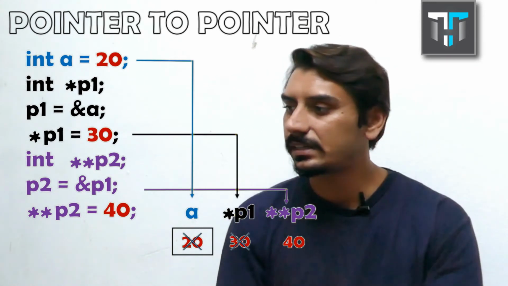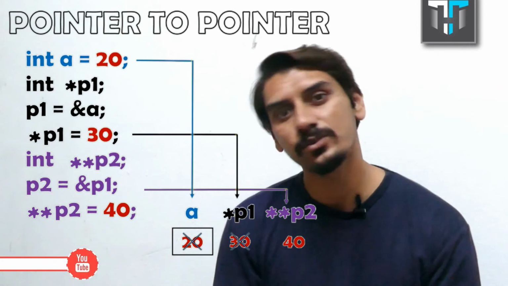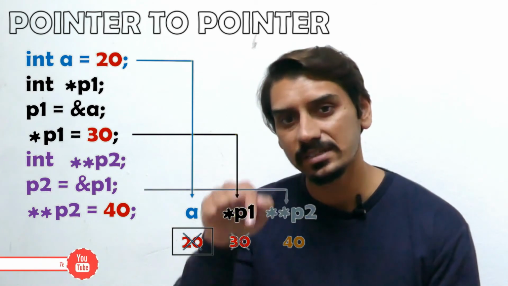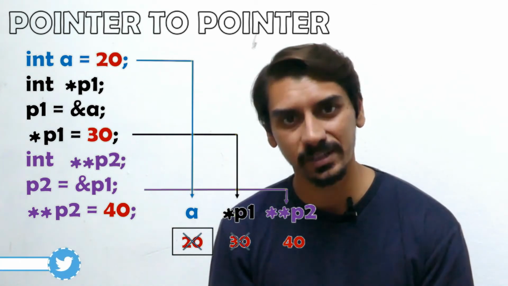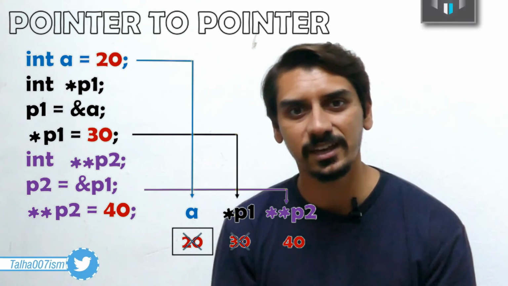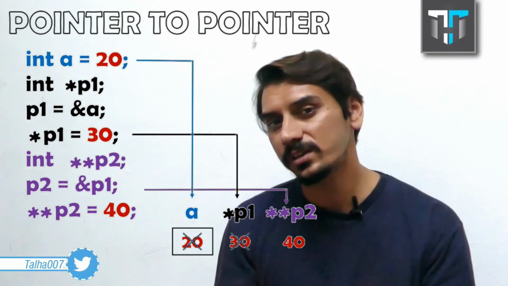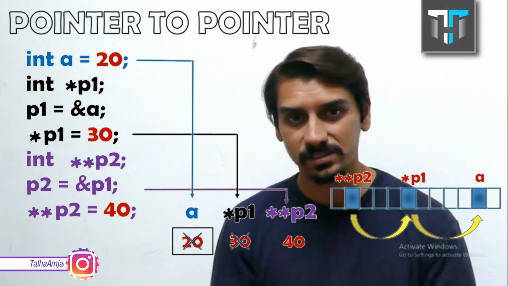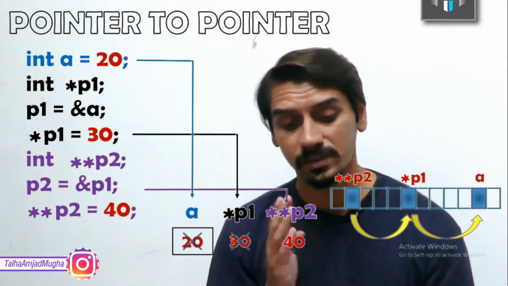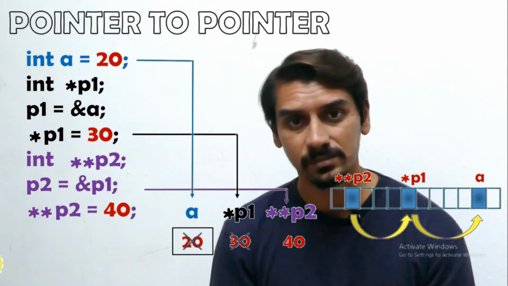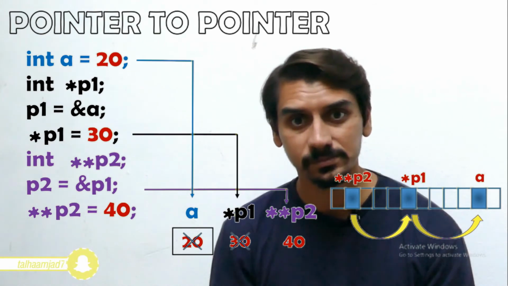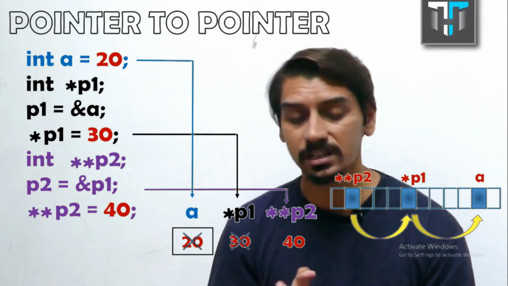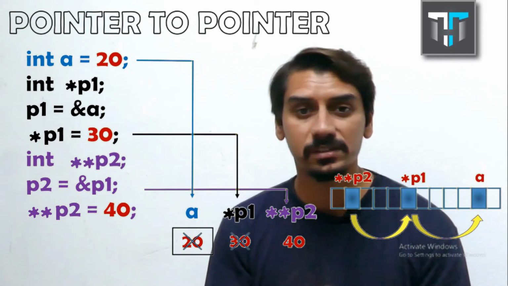So we can easily say that if we are using **p2 = 40, then it means we have updated the value once again, and it will be placed on the same location. So the updated value on that location is now 40. Actually, how it works is just like this memory structure; just visualize the memory structure in your mind. We can access the value of a with the help of a, or with the help of pointer p1, or with the help of pointer p2 as well, because pointer 2 itself has the address of p1 and p1 has the address of a.